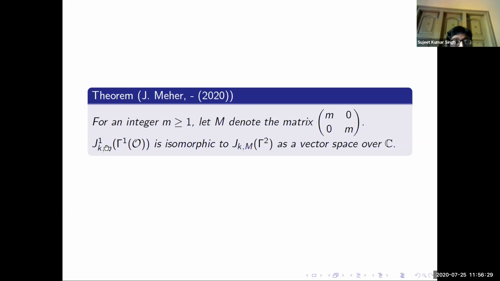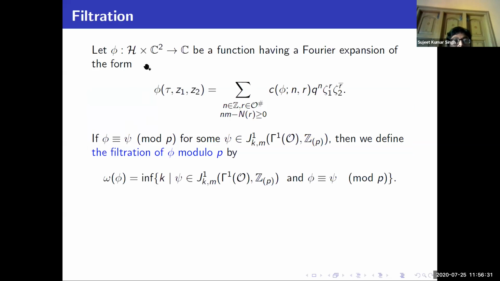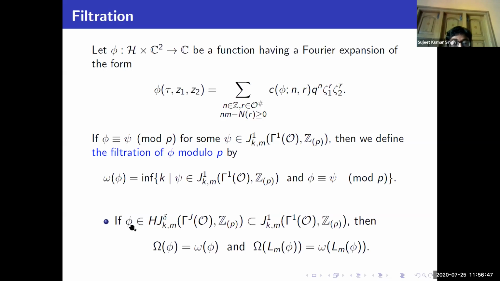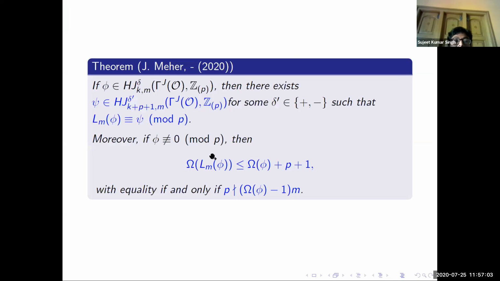And next, we define the filtration for this space: suppose phi is any function which has a Fourier expansion, and phi is congruent to psi for some Jacobi form in this space, then we define the filtration for this space by W phi. Then we prove that if phi is any Hermitian Jacobi form, which is a subset of this, then these two filtrations, this one with respect to this space and this one with respect to this space, are equal. And using this result, we have proved the required result in the case for which we were required.